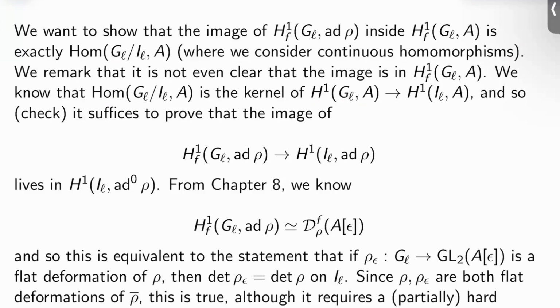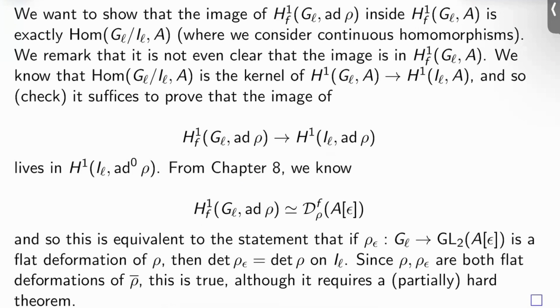And I want you to check this, it actually suffices to prove that the image of H^1_F(G_L, ad rho) to H^1(I_L, ad rho) lives in H^1(I_L, ad^0 rho). So this is another little quick exercise in definitions, essentially. From chapter 8, the chapter on deformation theory, we know that H^1_F(G_L, ad rho) is isomorphic to D^F_rho(A[epsilon]). So remember, A[epsilon] here is the ring of dual numbers over A. And this was kind of like a deformation space.